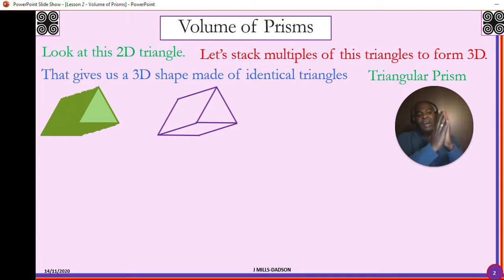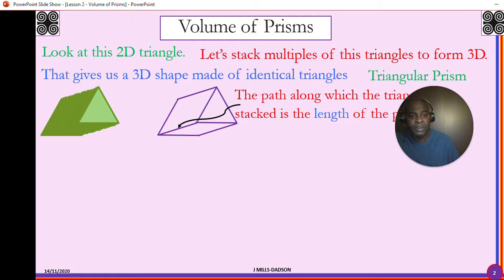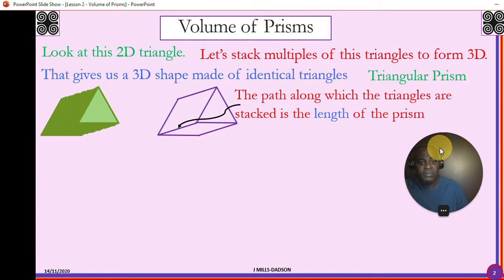And you understand that I was stacking them along this way, so going forward. So there's a path along which the stacking is done. This is the path along which I was stacking the triangle. We call that particular line the length of the prism. Length is simply the path along which the triangles are stacked. It's very important to identify the length, because that will lead us into another keyword I will explain later.